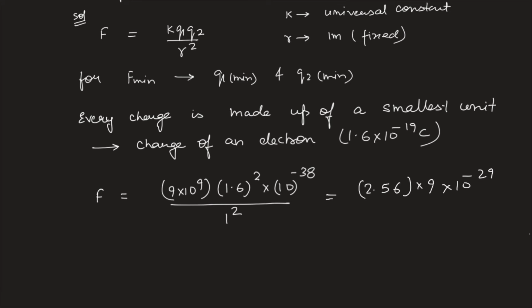So 2.56 times 9, that's what gives us 23.04 into 10 to the power of minus 29 Newton, or we can write it as 2.304 into 10 to the power of minus 28 Newton. I think this would be the minimum force between the charges separated by a distance of 1 meter, right? So it's a simple problem. Now let's go to another problem.